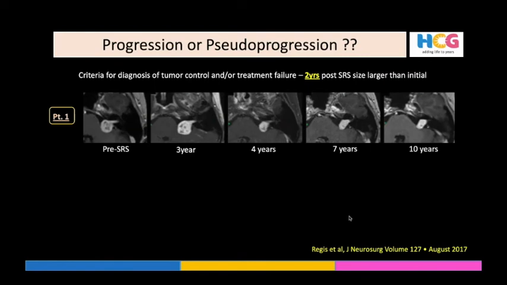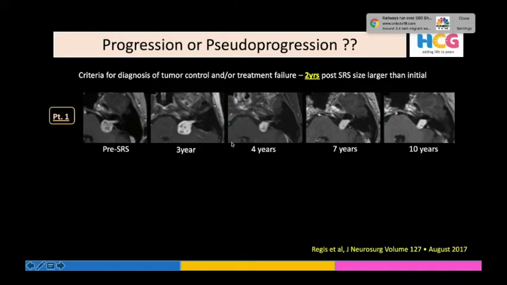So it's very important. The criteria for diagnosis of tumor control and treatment failure, typically post-SRS, is that we essentially look at the volume at the end of the second year. If it is larger than the initial, that is the criterion which many people use. But across the literature, there was an interesting paper published by Regis et al. You can see this patient at the third year had an increase in size post radiosurgery. It didn't happen within 6 months as published across.